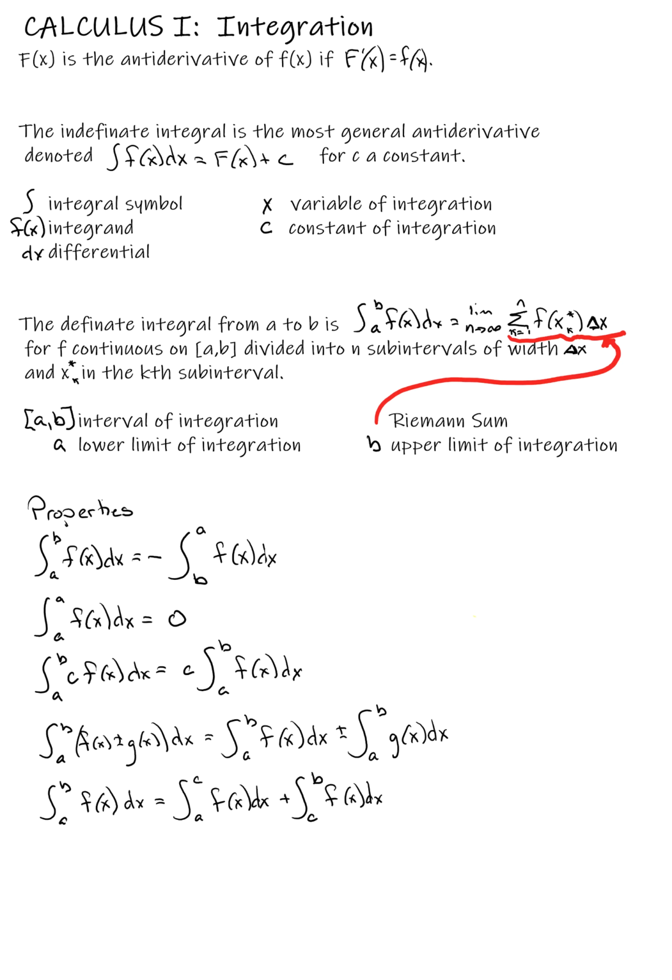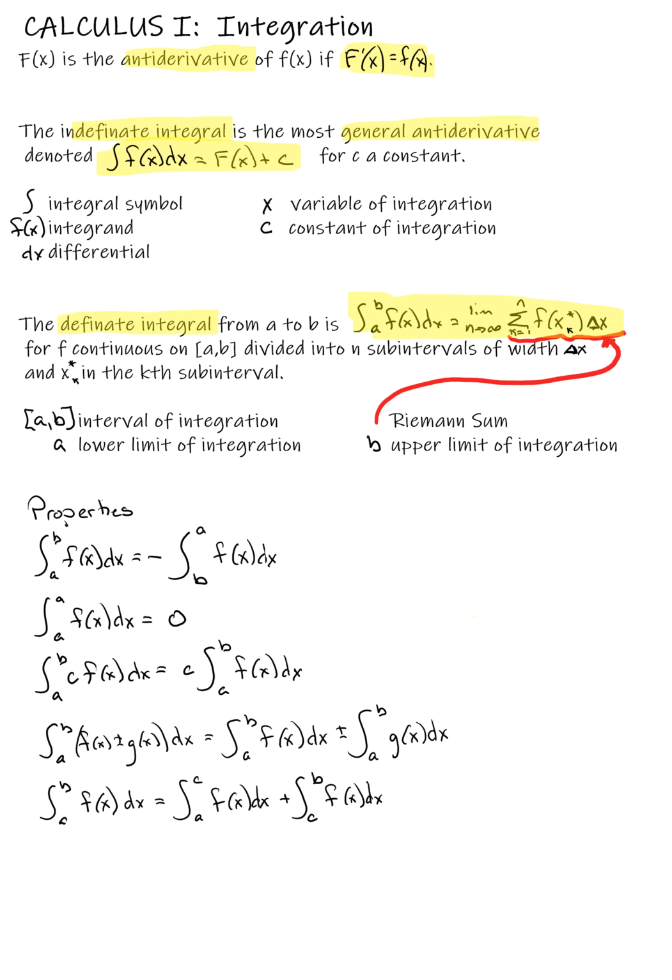So a quick little review: the antiderivative is kind of undoing the derivative, trying to find the function that if we take its derivative, we get what we started from. The indefinite integral is a general antiderivative, and it has this form. And the definite integral is over an interval, and it has this form.